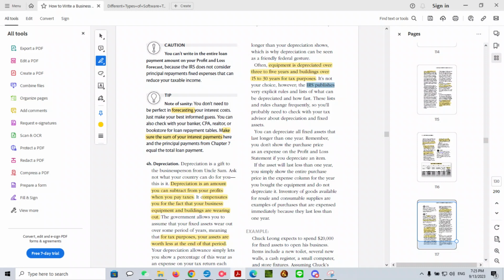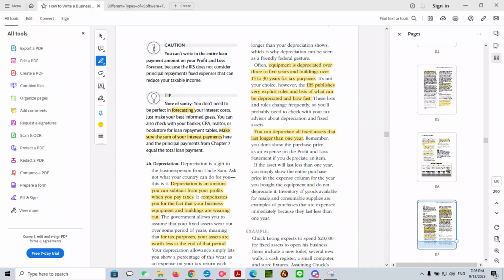That's what it is. The IRS publishes very explicit rules and lists of what can be depreciated and how fast. How fast is based upon a percentage of the original value of the asset. So basically, you can depreciate all fixed assets that last longer than 1 year.